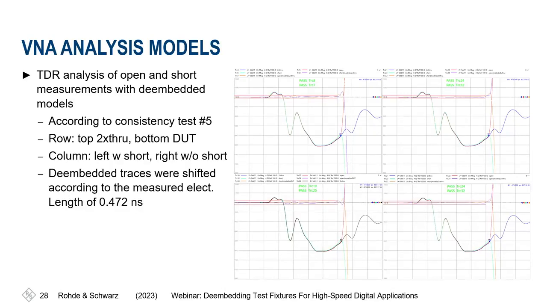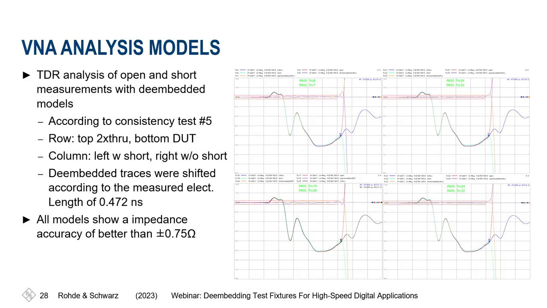And what you can see now is that you have a good coincidence of the open and the short. So the trace here is pretty stable until the open point when the fixture ended, and it is then consistent with the output. You can check the limit lines that are added. So we can show that all the models have an impedance accuracy of 7.75 ohms plus minus, and that means we have created a nice model that matches very well.